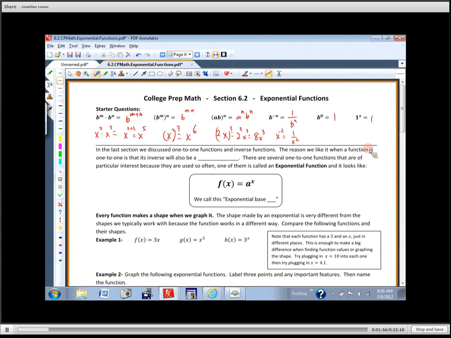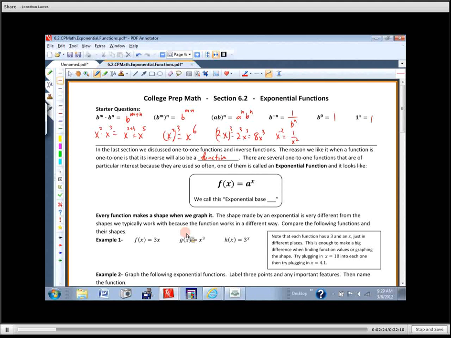Now, in the last section, we talked about inverses and one-to-one functions and all that sort of stuff. And we made a big deal of making a point as to why it has to be a one-to-one function. We like working with one-to-one functions. And Emily, what was that answer again? Why do we like it to be a one-to-one function? Because the inverse will also be a function, okay? If the original function is a one-to-one function, that means its inverse will also be a one-to-one function.